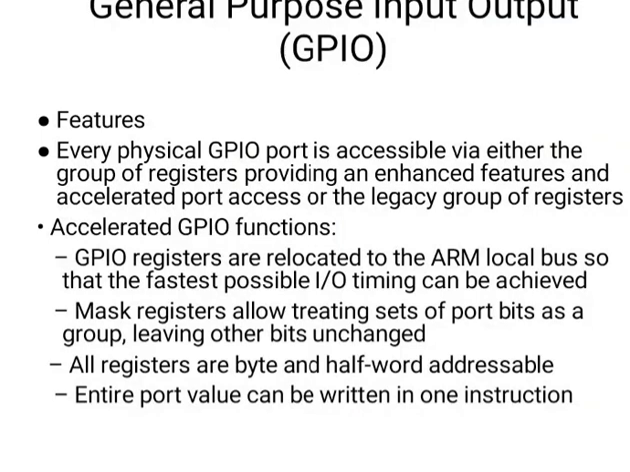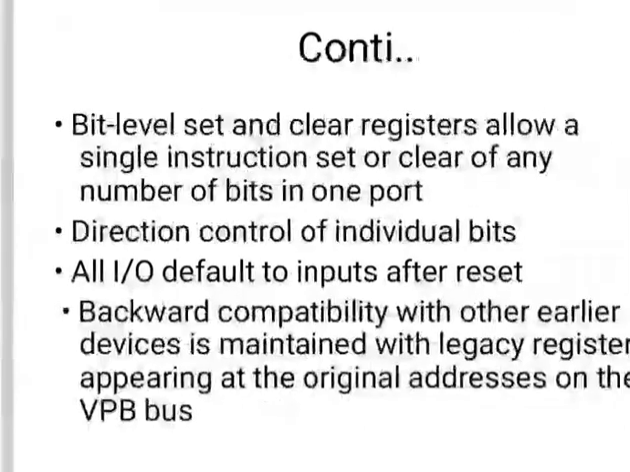Its feature is that every physical GPIO port is accessible via either a group of registers providing enhanced features and accelerated port access, or the legacy group of registers. The accelerated GPIO functions are: GPIO registers are relocated to the ARM local bus, so the fastest possible IO timing can be achieved. The mask registers allow treating sets of port bits as a group, leaving other bits unchanged. All registers are byte and half word addressable. The entire port value can be written in one instruction.